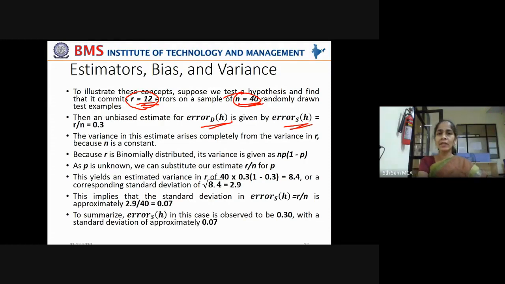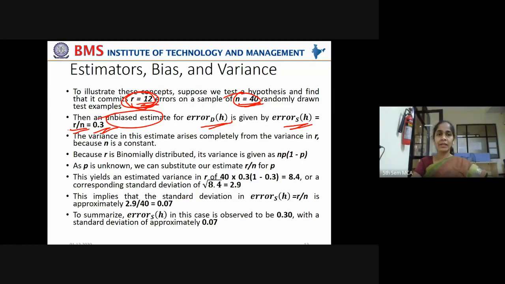Now, what is the sample error? How is it calculated? The number of prediction errors made divided by the total number of data points. How many prediction errors were made? 12. Out of how many data points? 40. So it will give you 0.3 or 30% of the data points are predicted wrongly. So the sample error is 0.3 and that would be equal to the true error because we are interested in an unbiased estimate.